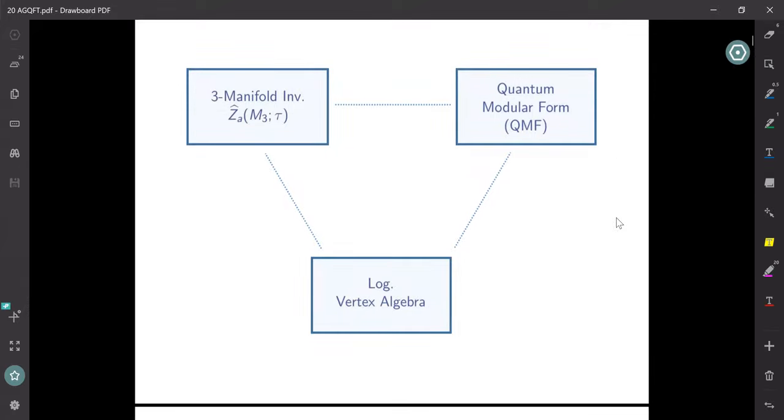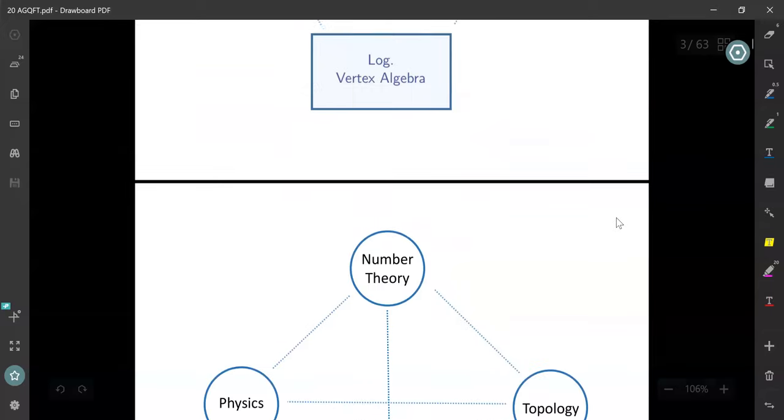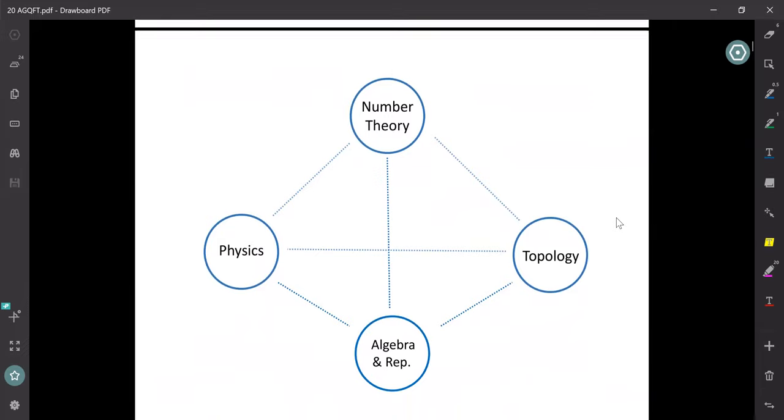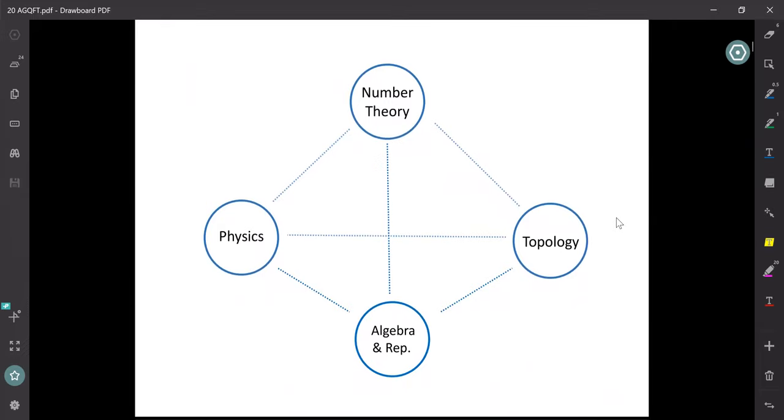Okay, so the story I'm telling today is a relation between three-manifold invariants and quantum modular forms and logarithmic vertex algebras. As such, it's a story connecting many different topics. The study of quantum modular forms is closer to number theory, and the definition of the three-manifold invariants will have a physical origin, and of course, the definition of such three-manifold invariants is interesting for the study of the topology of three-manifolds.